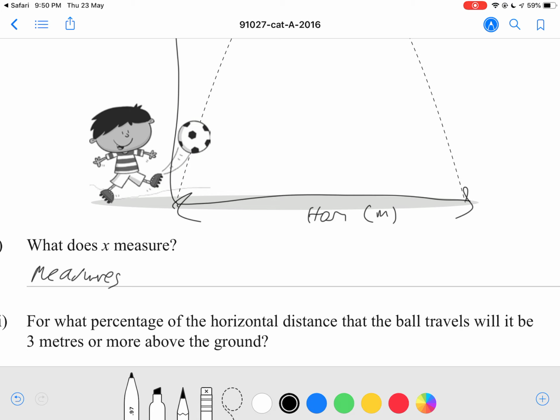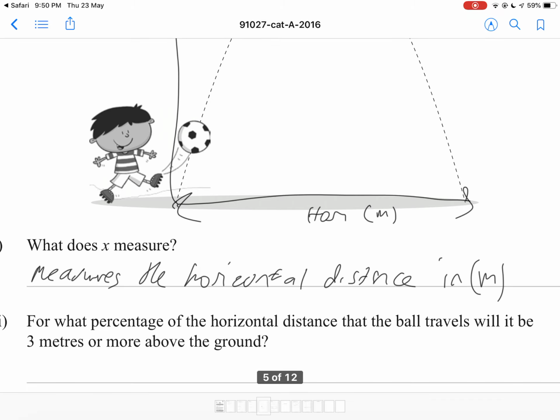x measures the horizontal distance in meters. Okay?